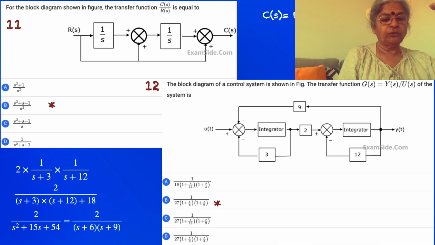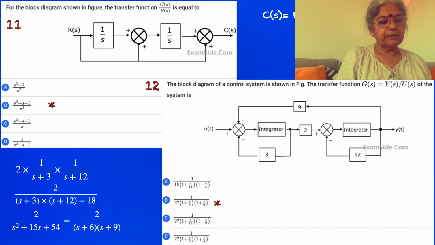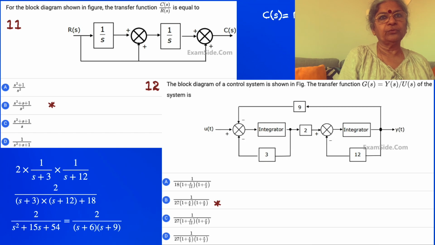So again we are having 2 on the numerator. And on the denominator you are having, instead of 1, S plus 3 into S plus 12, and then plus 2, which was in the numerator, multiplied by the feedback, which is 9. So then resolve them, and then see if any of the options match.